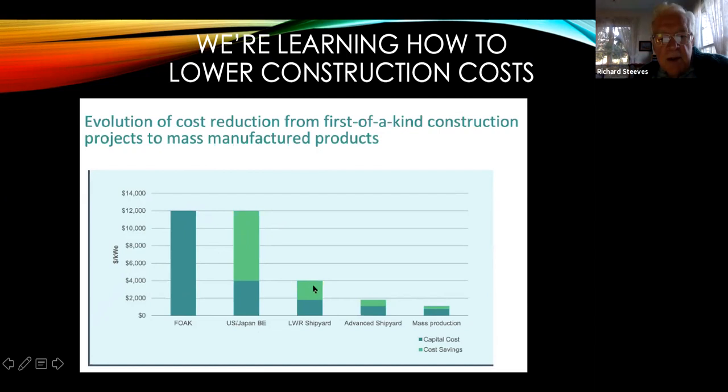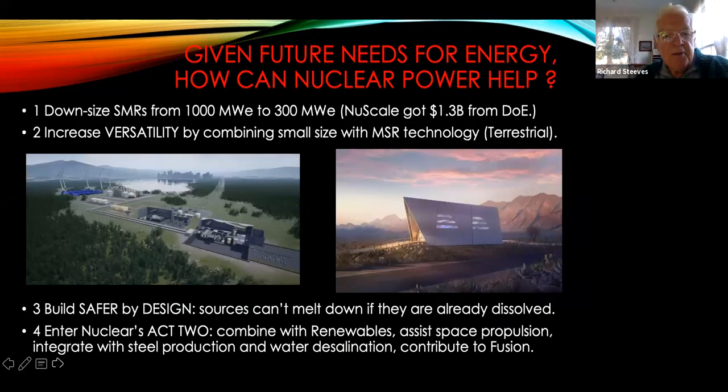And then when they try to use the light water shipyard technology of using ships to transport small modular things, and then the advanced generation 4 shipyard technology that I just showed you, and then with mass production, you might get the cost down tenfold. I'm not going to justify this rather optimistic slide, except to say that people are thinking about it and claiming that it can be done. I hope they're successful. Just a last couple of more slides.